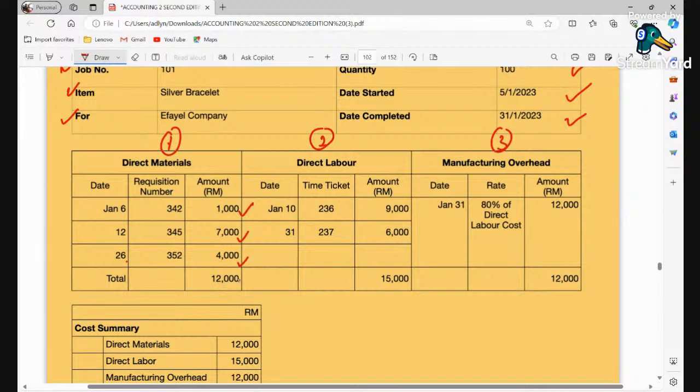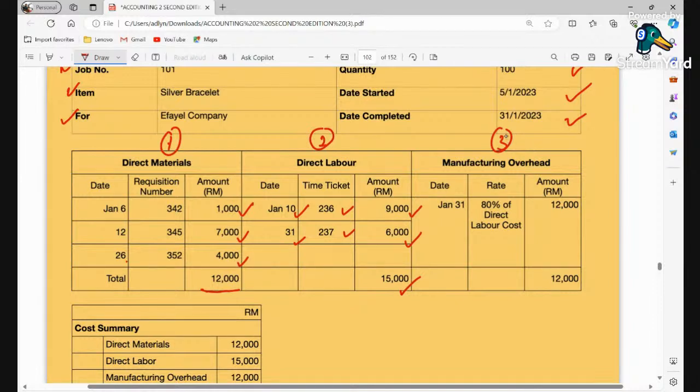So kita akan dapatkan total dia overall untuk kerja tersebut ialah RM12,000. Okay, and then time ticket based on the date in the time ticket. Okay, and then the number of the time ticket and the amount for the direct labor cost. So overall, the total is 15,000. Okay, all right. And then moving to manufacturing overhead.